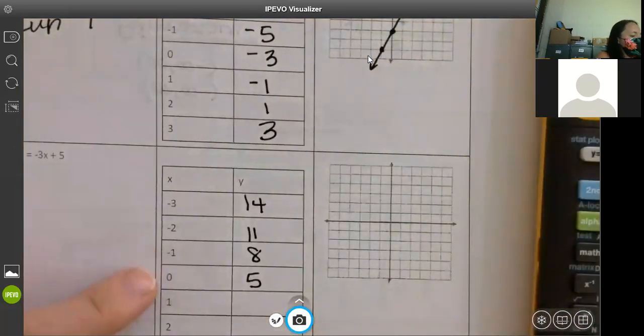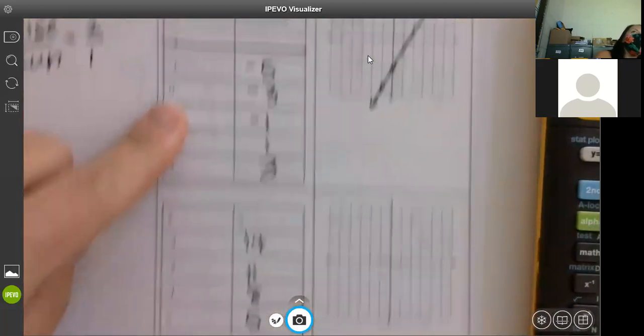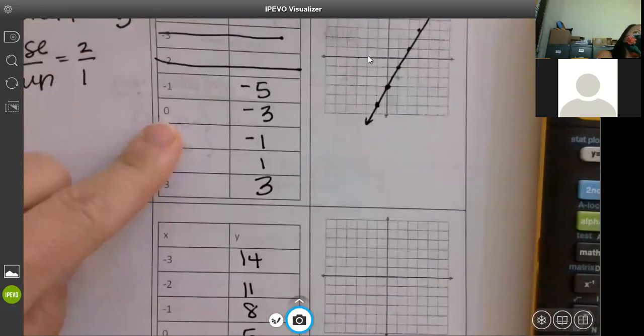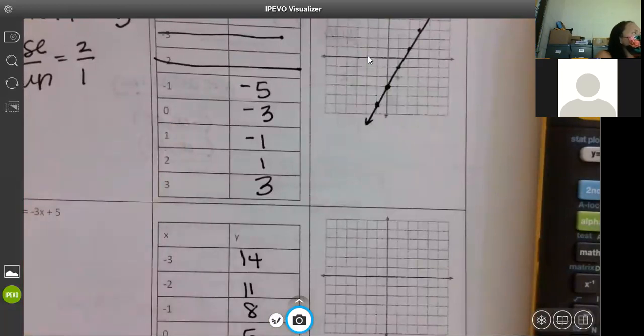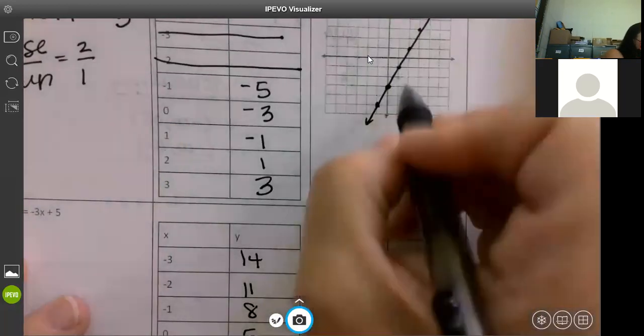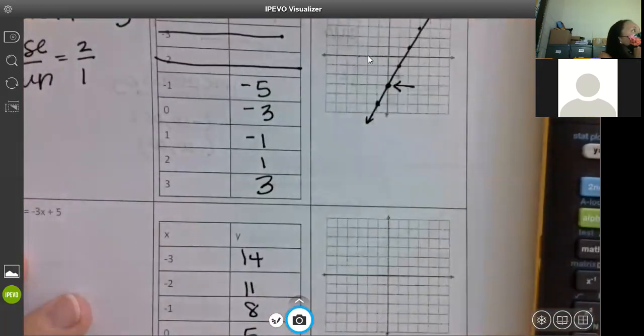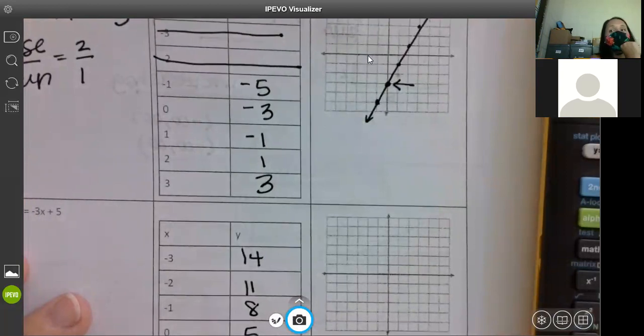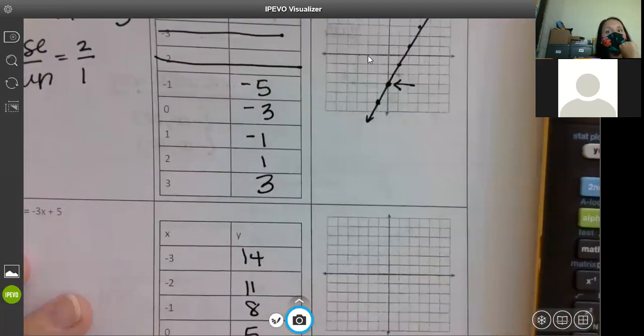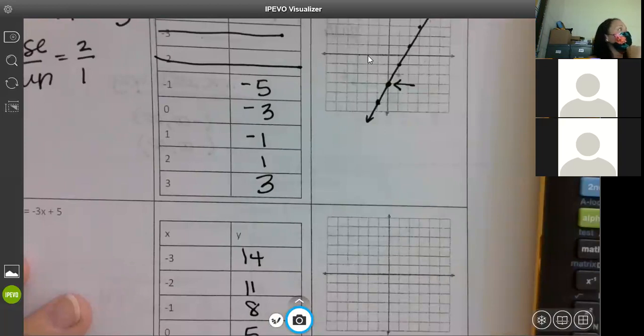What's this point called? Up here, it was 0, -3. What's 0, 5? What's that called? This is 0, -3. What is that? What's it called when it crosses the y-axis? Anybody on Zoom? What's that point called? Y-intercept. Thank you. It's the y-intercept.